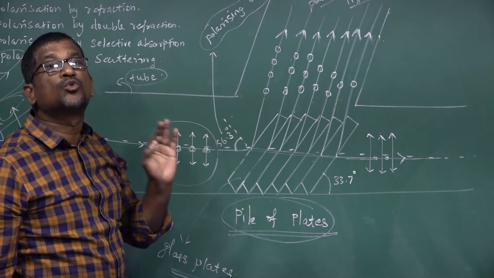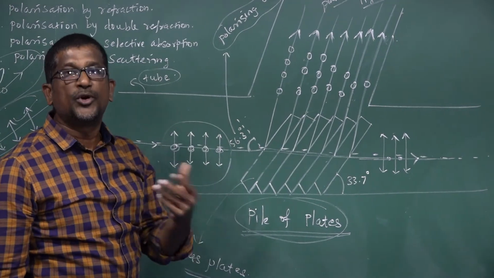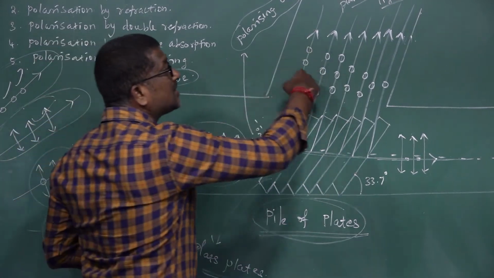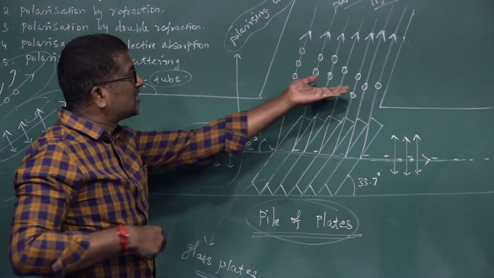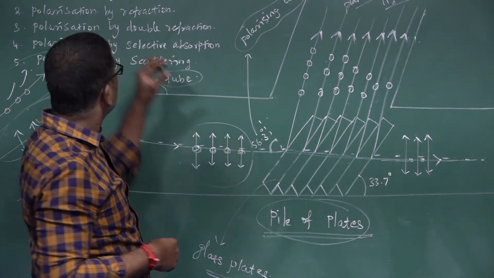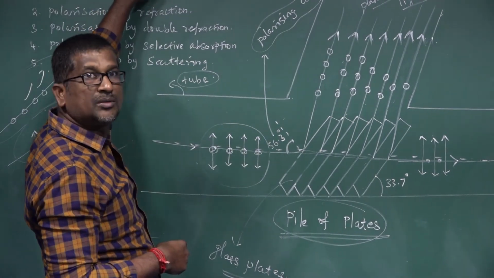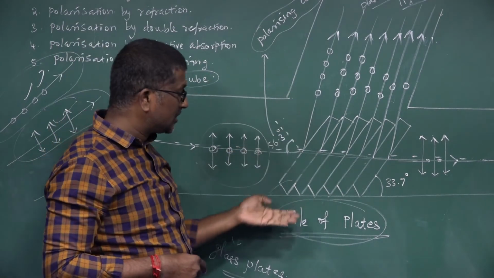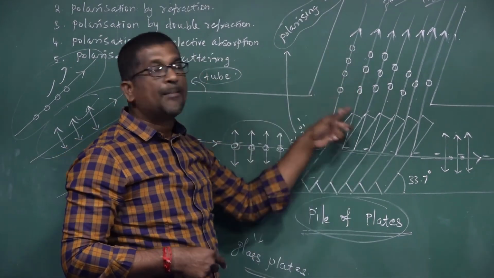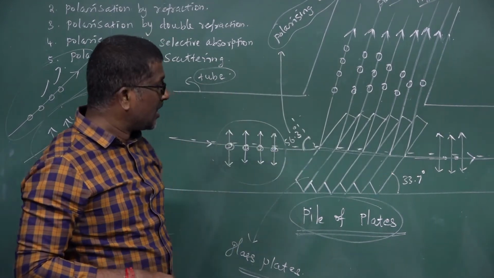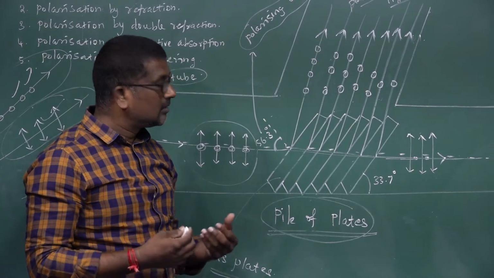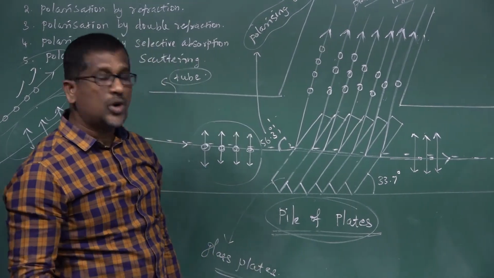Polarization by reflection is one of the simplest methods to produce plane polarized light. This is unpolarized light, but this is polarized light. Polarized light is produced by using this experimental arrangement, on the basis of the polarization by reflection method. This arrangement is called pile of plates, which is used to produce plane polarized light. And this pile of plates can be used as both the polarizer and also analyzer.